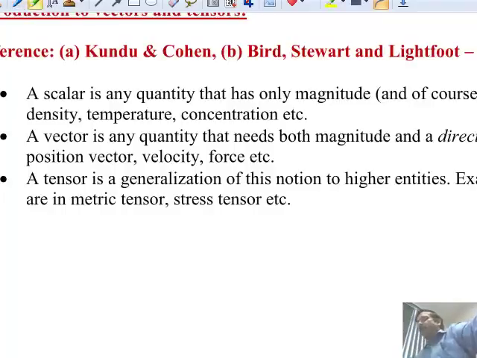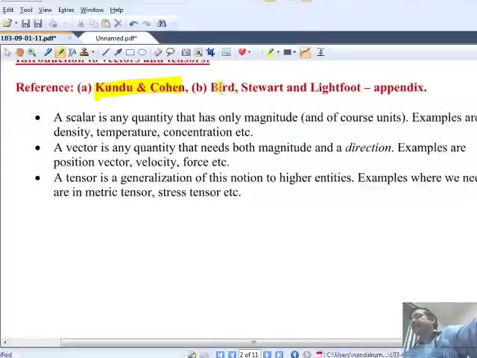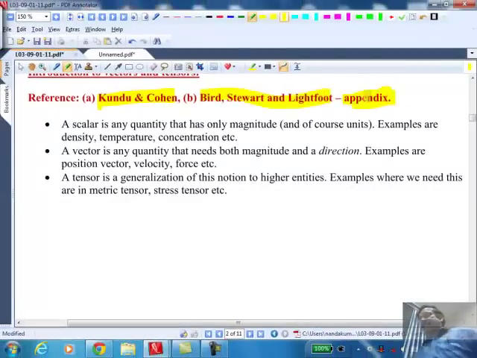Okay. So the vectors, tensors, a brief review. There are two sources, Kundu and Cohen. That's one. The other one is Bird, Stewart and Lightfoot in the appendix, whereas Kundu and Cohen do it in the first chapter itself. A scalar quantity, you all know that. A scalar quantity has only a magnitude, has no direction. Examples of this would be density, temperature, concentration. A vector is any quantity that has both magnitude and direction. Examples are position vector, velocity vector, forces, etc.